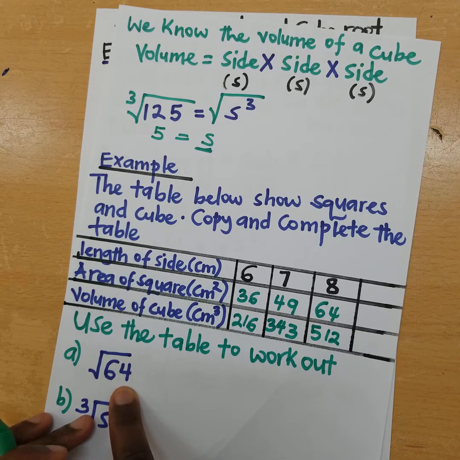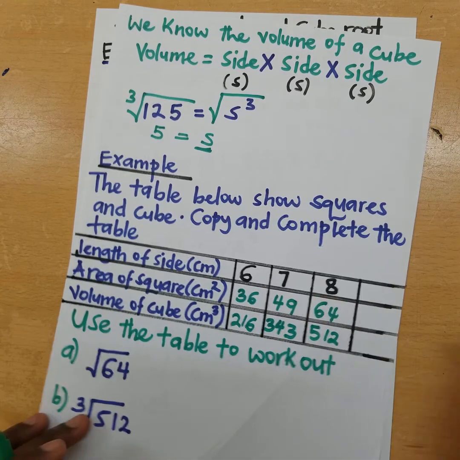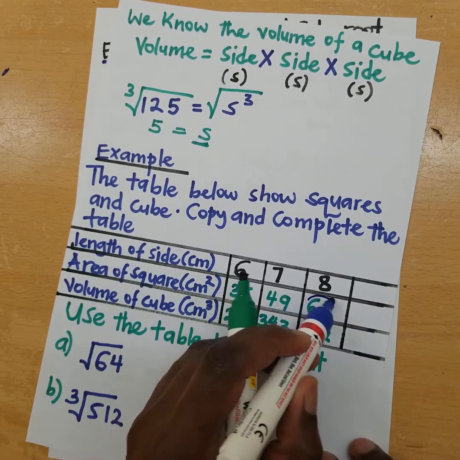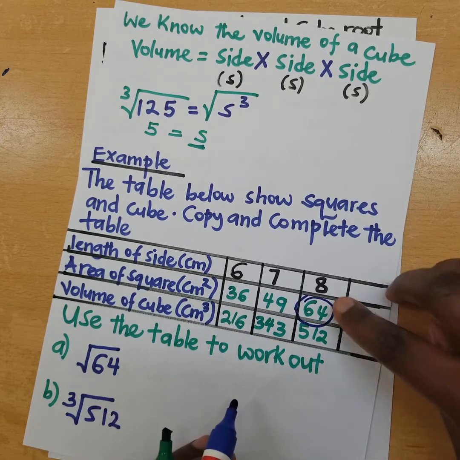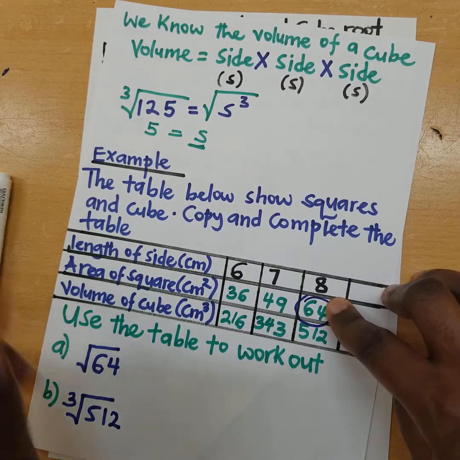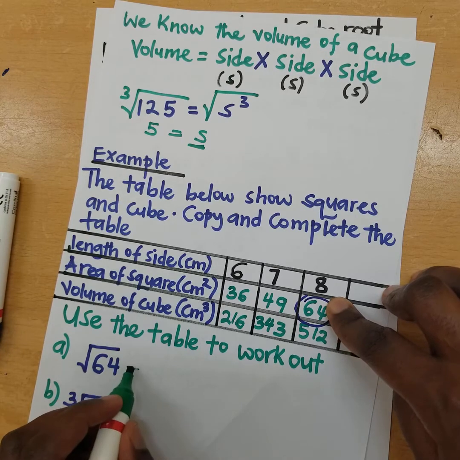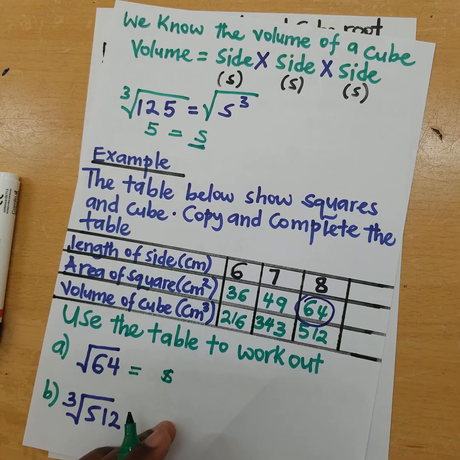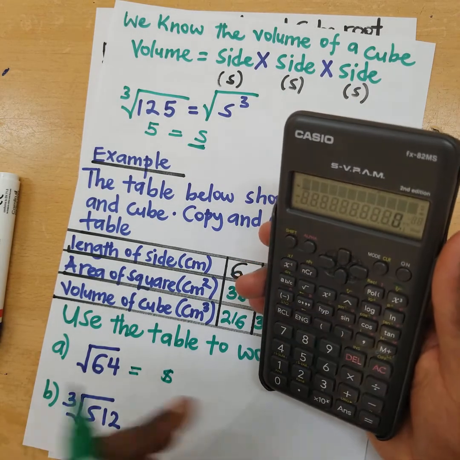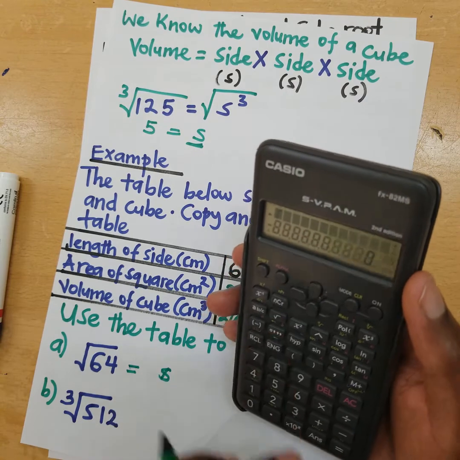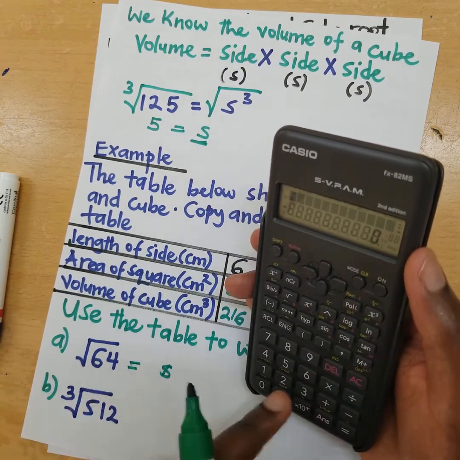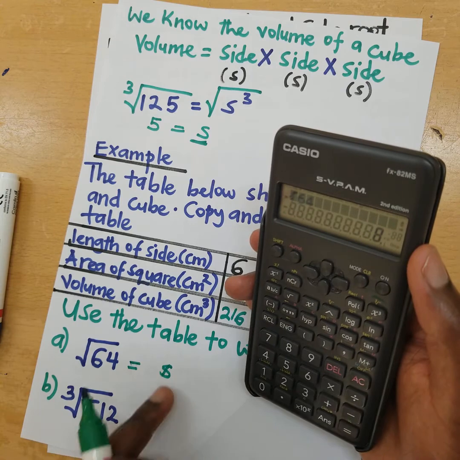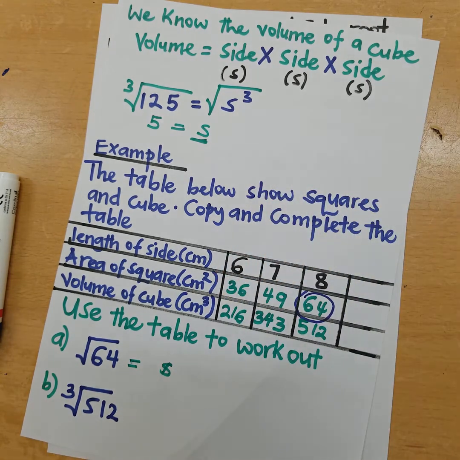They are telling you, use the table to work out the square root of 64. Which number do you multiply 2 times by itself to get 64? Where do we have a 64? We have it here in the column of 8. So the square root of 64 will be 8. If you want to prove it, go to your calculator, put in the square root sign, put in 64, and it will give you the 8.